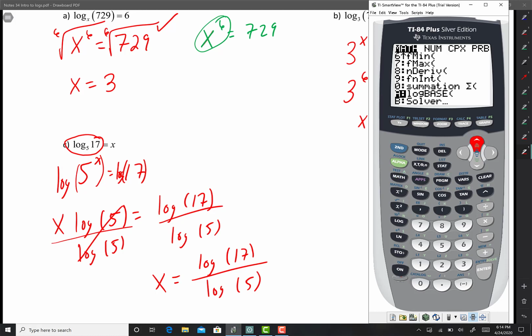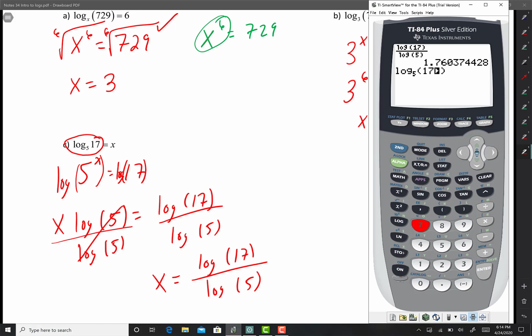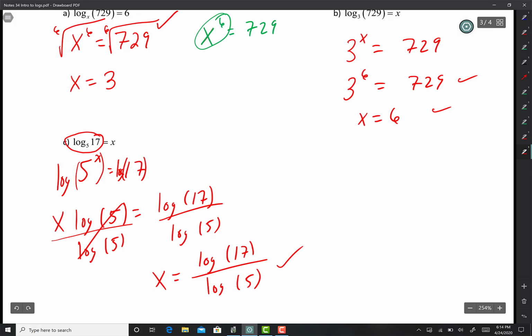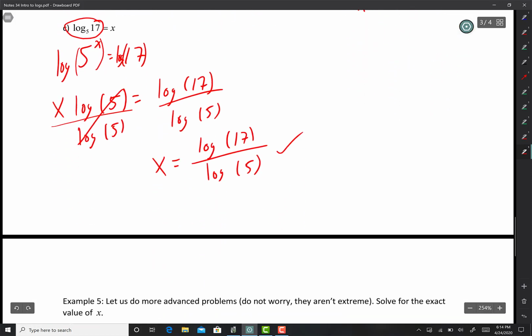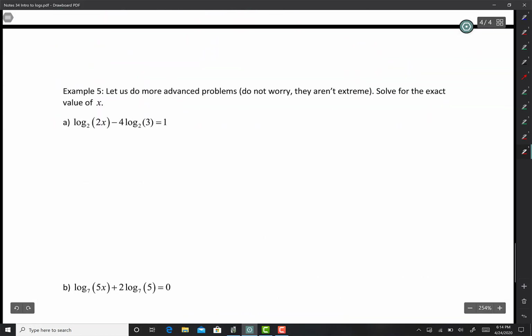Log base. There it is, letter A, log base. And I'll push a number 5, and I'm going to put 17 inside the argument. And if I push enter, hallelujah. So we got it. Yep, this works. There's also something called change of base, but we'll get there tomorrow, guys, or the next video.